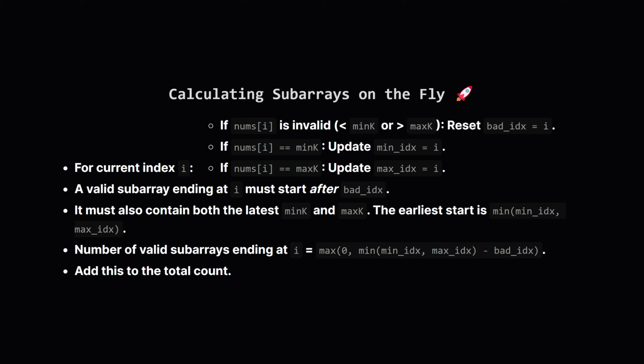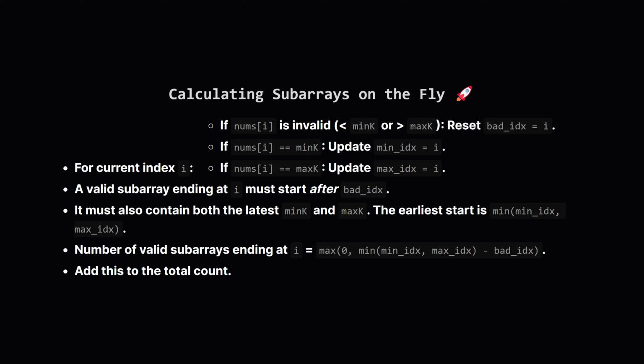Now the clever part: how many valid subarrays end exactly at index i? A subarray ending at i is valid if, 1. It starts after the last known bad index, bad_idx. 2. It includes both the most recently seen minK, at min_idx, and the most recently seen maxK, at max_idx. To satisfy both conditions, the subarray must start at or after the index bad_idx plus 1, and it must start at or before the earlier of the two indices, min_idx and max_idx.